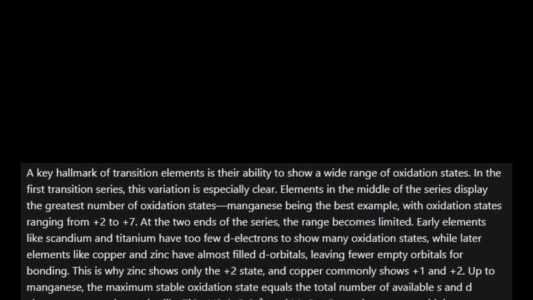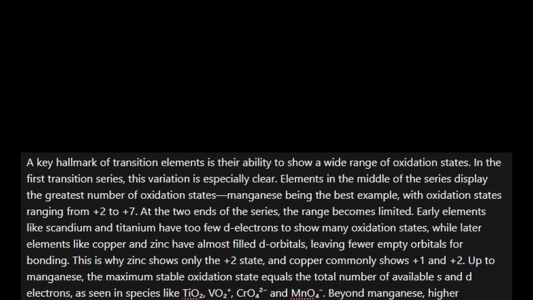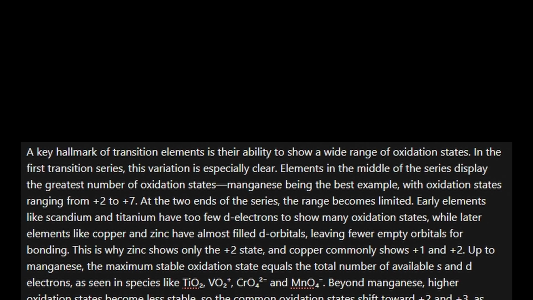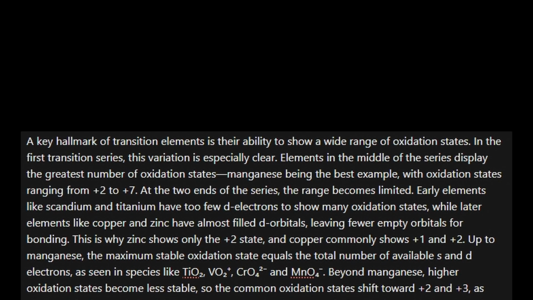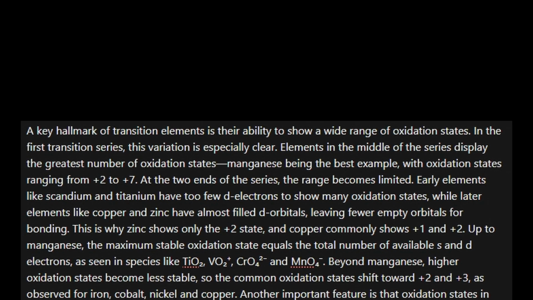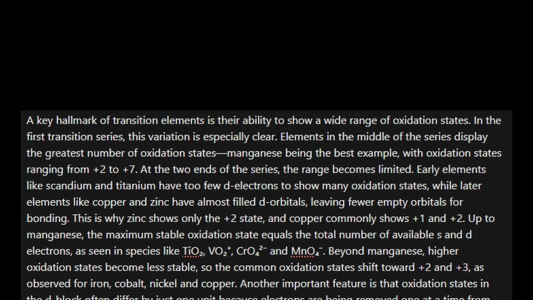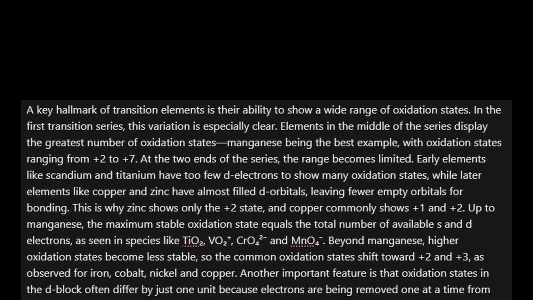At the two ends of the series, the range becomes limited. Early elements like scandium and titanium have too few d electrons to show many oxidation states, while later elements like copper and zinc have almost filled d orbitals, leaving fewer empty orbitals for bonding. This is why zinc shows only the +2 state, and copper commonly shows +1 and +2.